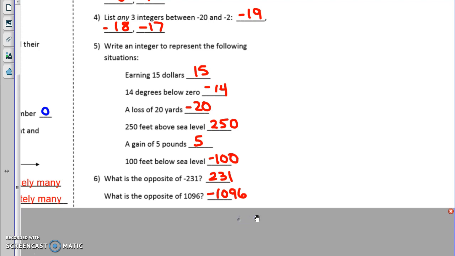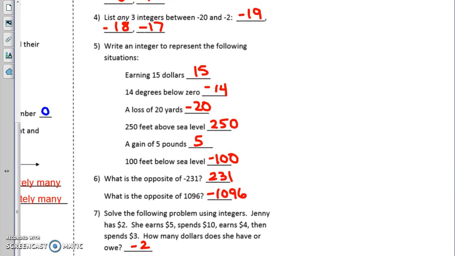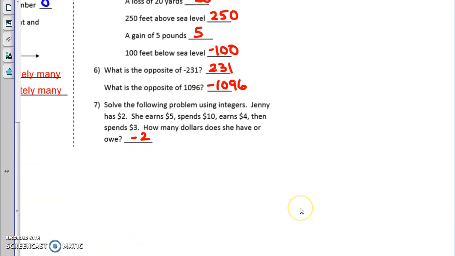Now for some practice with opposites. The opposite of a negative 231 is a positive 231. And the opposite of 1096 would be negative 1096. Now, at the bottom, you have a question that's kind of strange because they're talking about earning money and spending money. Originally, Jenny only has $2, but then she earns $5. So sometimes we want to draw a little picture on this. If she has $2, that's a good thing, so we'll draw it pointing up. She is going to get $5 more, so that tells us right now she has $7.